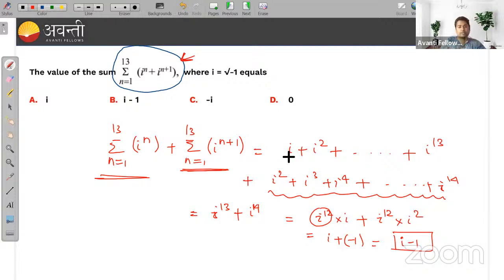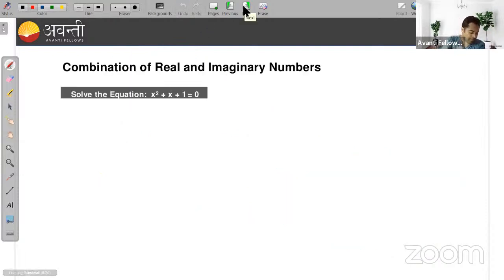Sure. So next thing is now the combination of real and imaginary numbers. Okay, here on your screen you can see there is an equation: x square plus x plus 1. That is a quadratic equation you are given. If I ask you to find the solution of this quadratic equation, then try to solve it. So if I solve it, let's see what we are getting.